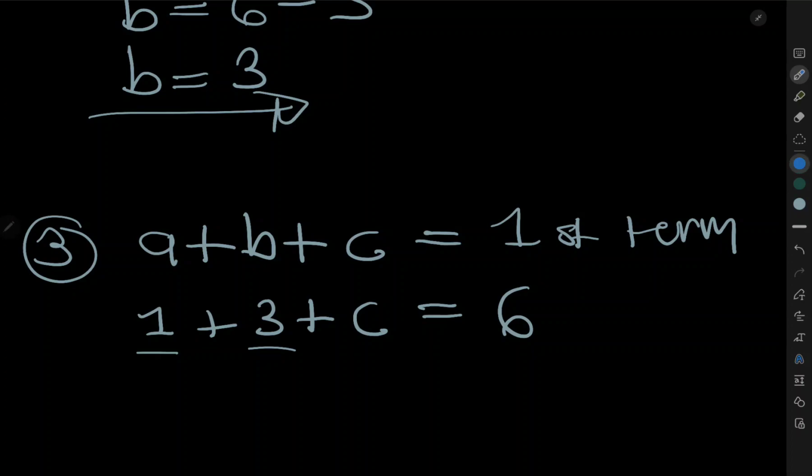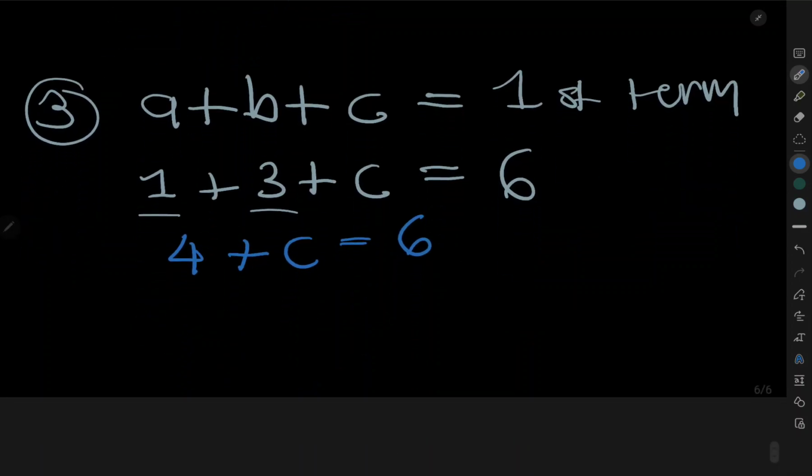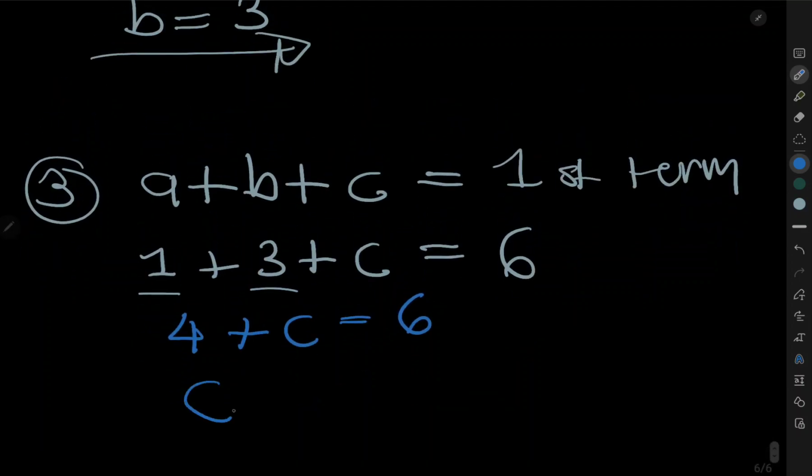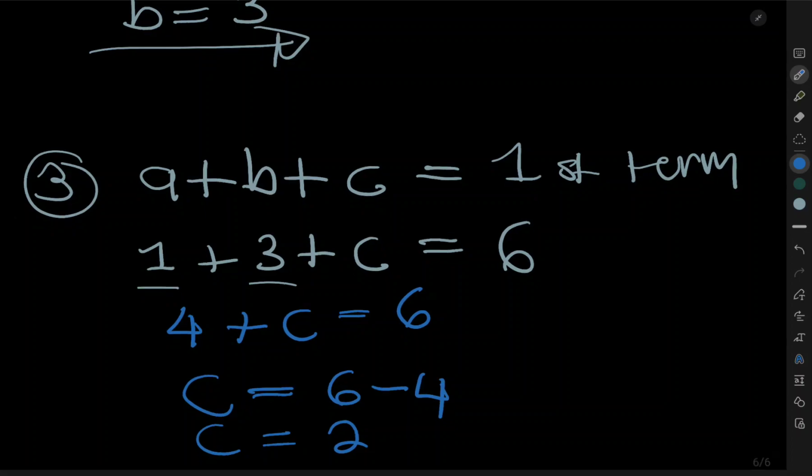Let me just change color. If we add these two, we're going to get 4 plus C is equal to 6. And we're going to transpose the 4. We have 6 minus 4, which is equal to 2. So now we've determined the values of A, B, and C.